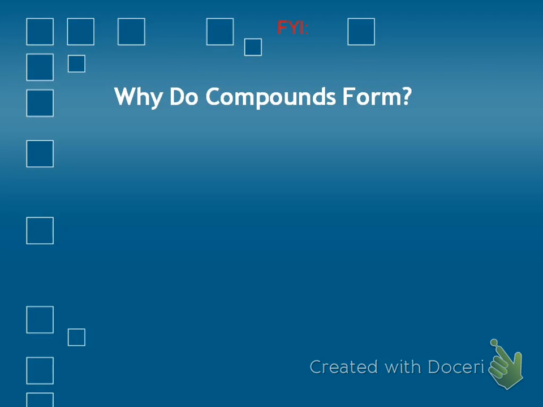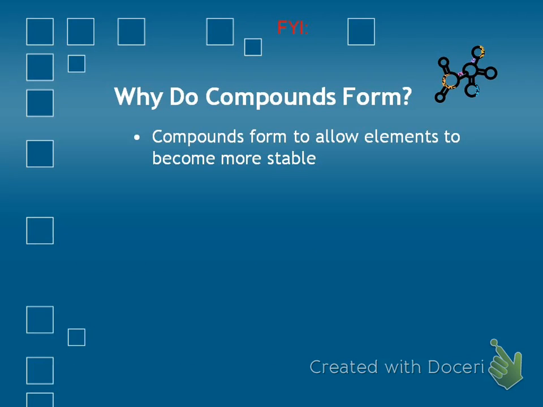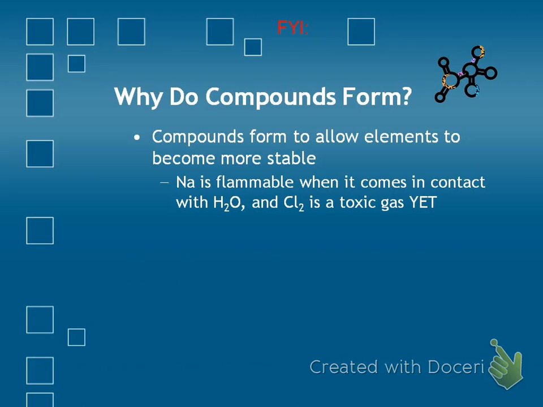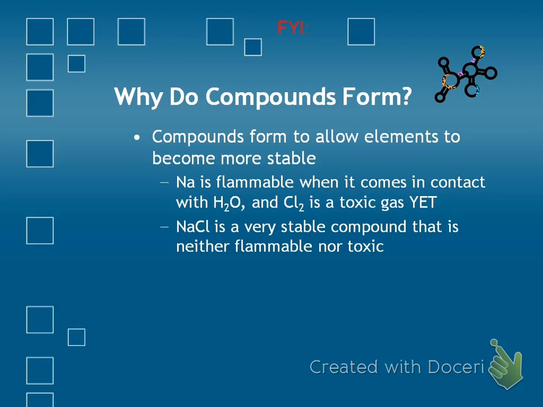So, you're not going to have to write anything on this slide. This is just for your information, so just follow along. But compounds form to allow elements to become more stable. And by stable, we're talking about 8 electrons in their valence level, so they're no longer reactive. Sodium is flammable when it comes in contact with water, and chlorine is a toxic gas. Yet when they combine, salt is a very stable compound. It's neither flammable nor toxic. We put salt on our food all the time, so our bodies need some of it. It would also actually put out a grease fire, so it is not flammable either.